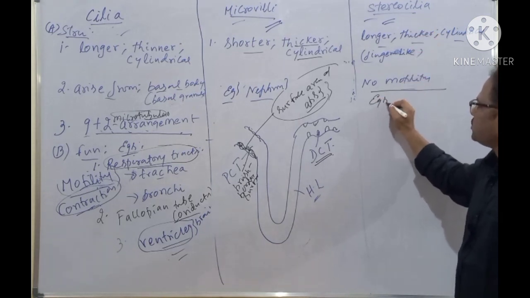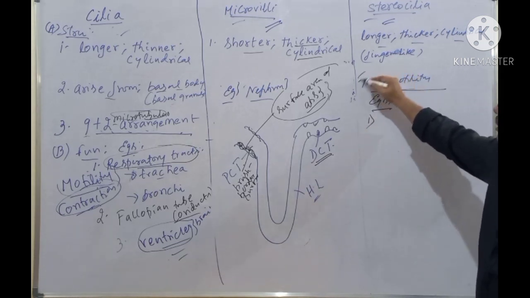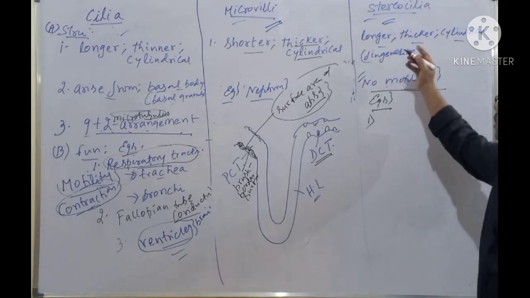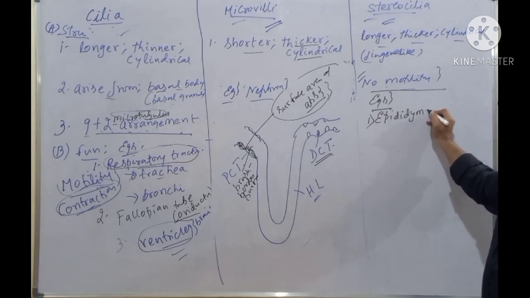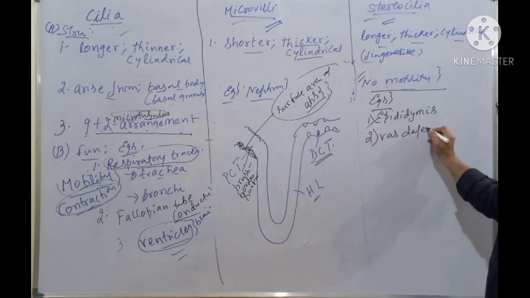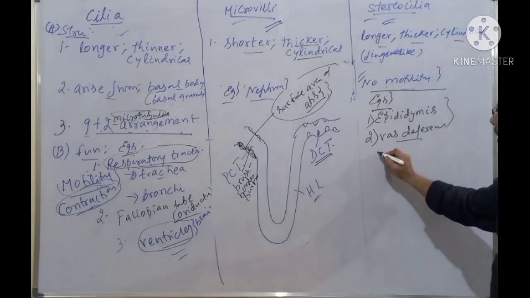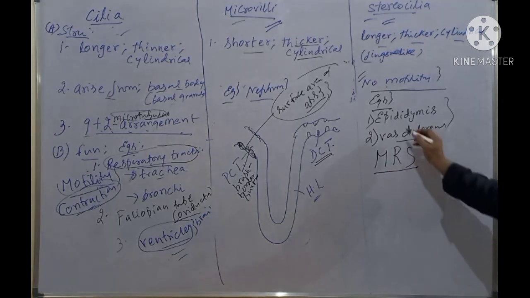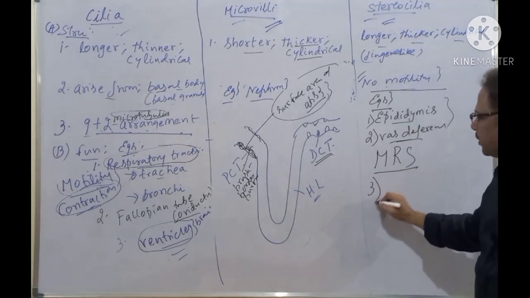Now, examples of stereocilia. Of course, there is no motility here because there is no microtubular arrangement. Examples of stereocilia are the epididymis and the vas deferens, also called the ductus deferens. Where are these structures present? They are present in the male reproductive system. These two structures are present in the male reproductive system.